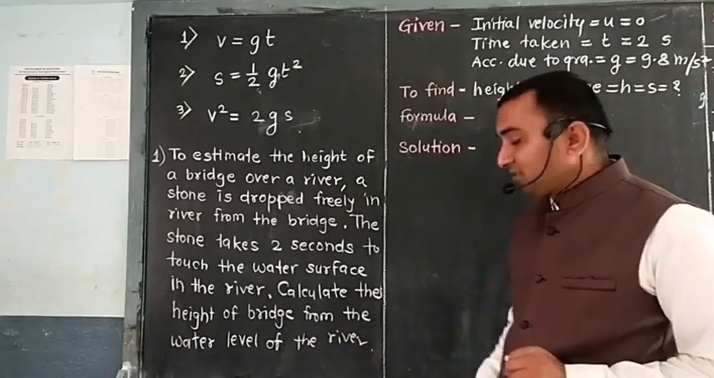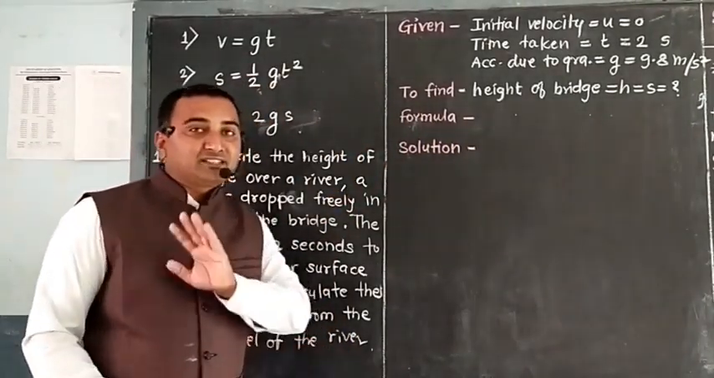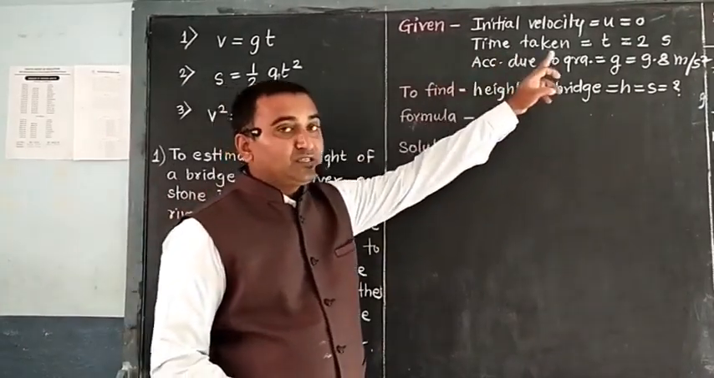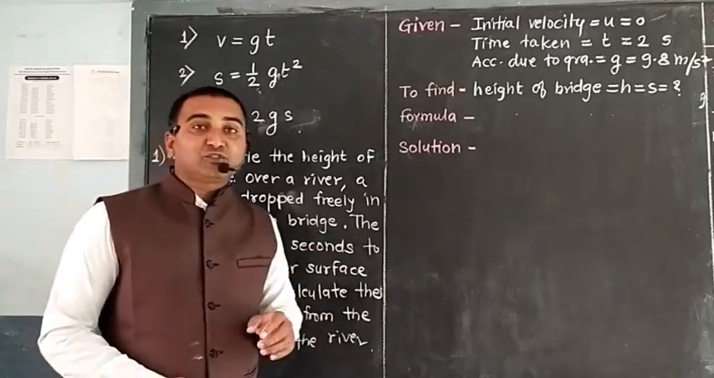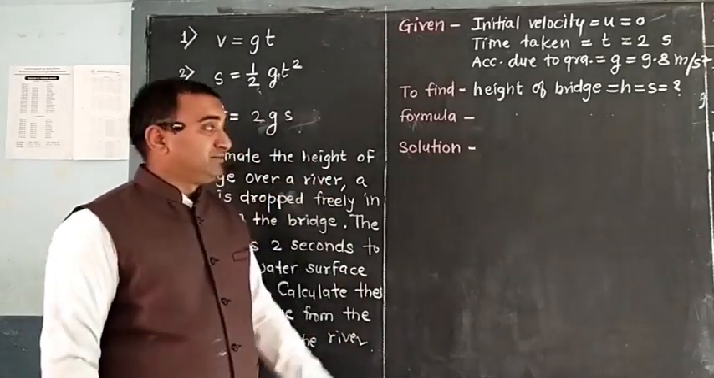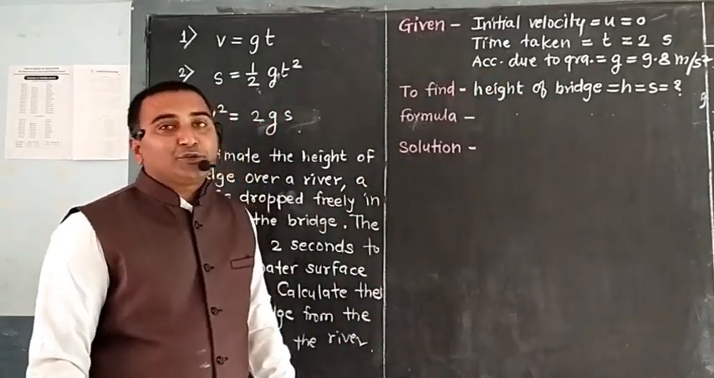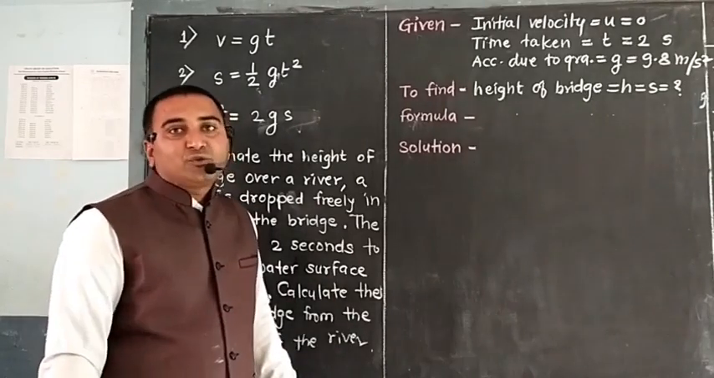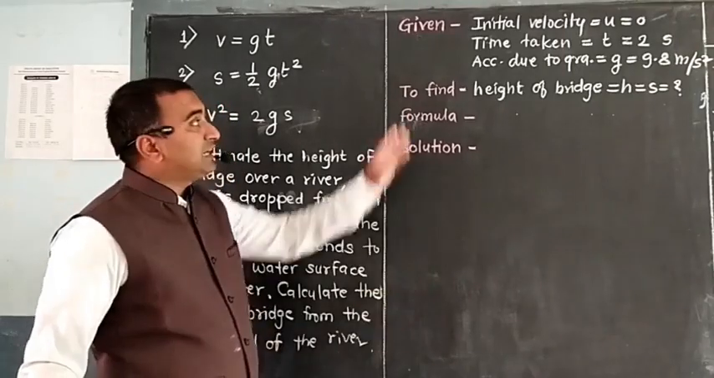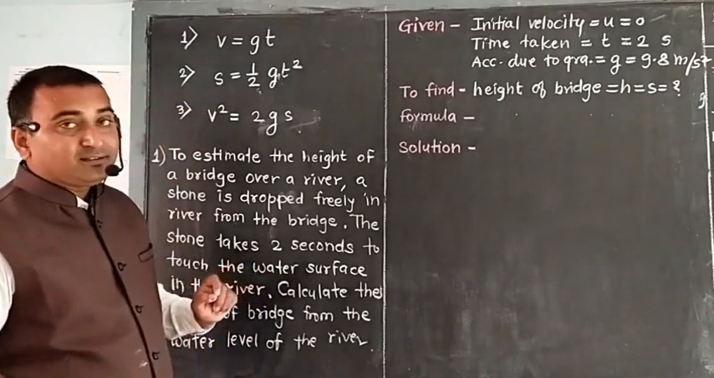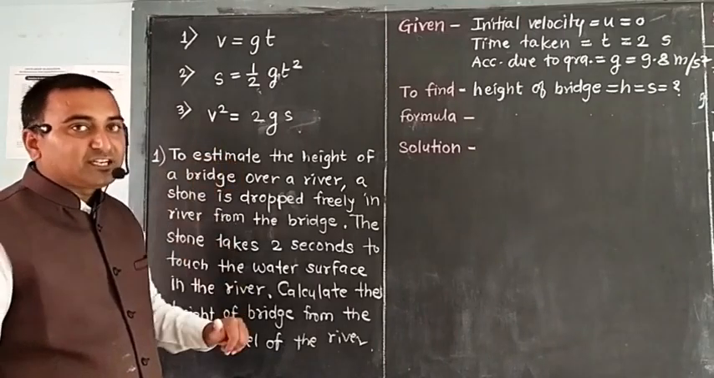That is the question. See, first, what is given. First of all, initial velocity in free fall is always 0, so u = 0. Second, the time taken: the time taken by the stone to touch the water in the river is 2 seconds, so t = 2 seconds. Thirdly, acceleration due to gravity near the surface of Earth, we should consider 9.8 meter per second square. So that is all given. What to find? The height of the bridge from the water level of the river.